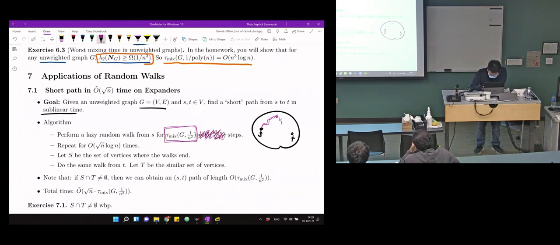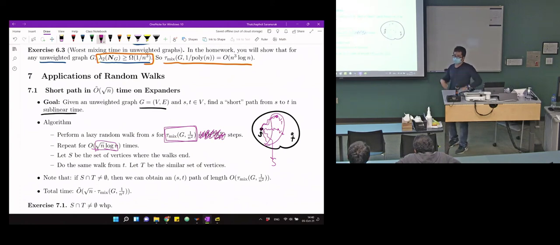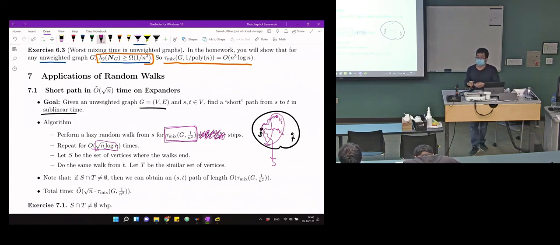Let's say I do this about square root n many times. I repeat this: I do it again, I get V2, and again and again, repeating this square root n many times. Let me call this set S. It's all the vertices that I end up with from S. There are square root n many nodes in S.